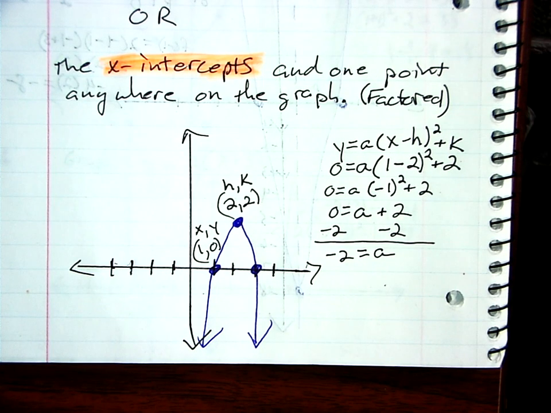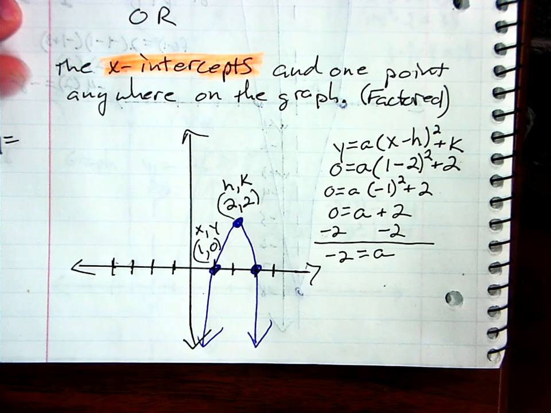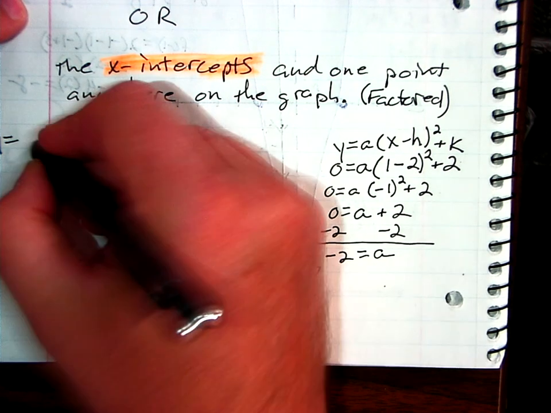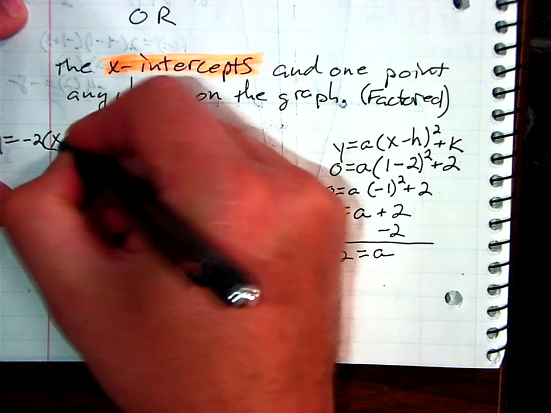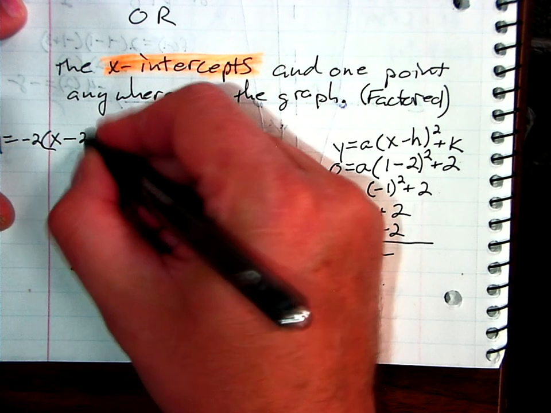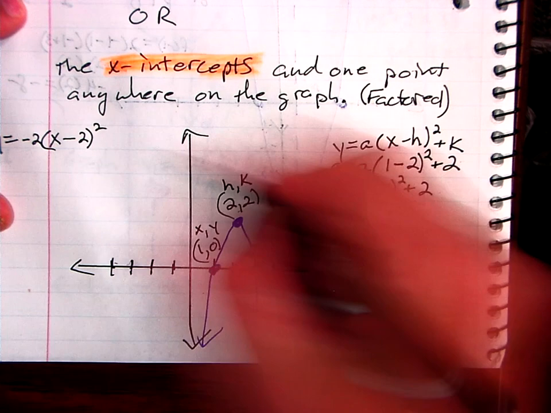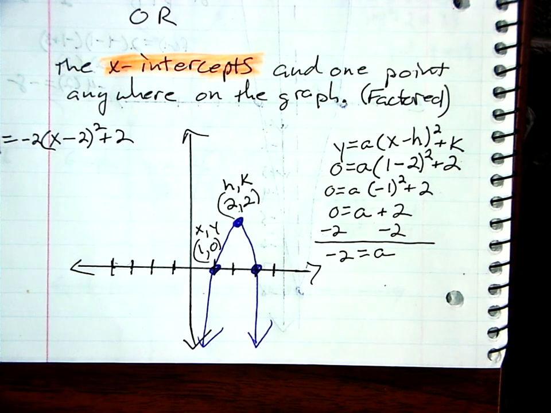Now I'm going to write, this is what you're doing on your homework today. You're going to write me the equation. y equals, what is my a value? Negative 2. (x minus h), what's my h value? 2. Squared, what's my k value? Plus 2. Congratulations, you just wrote in vertex form.